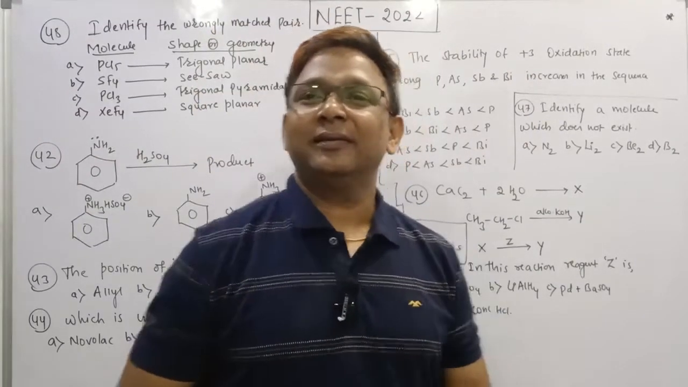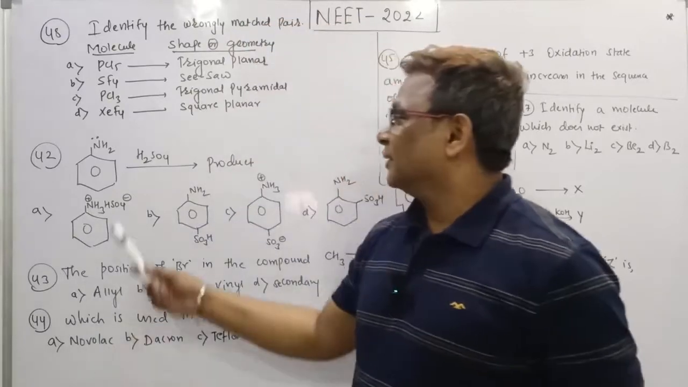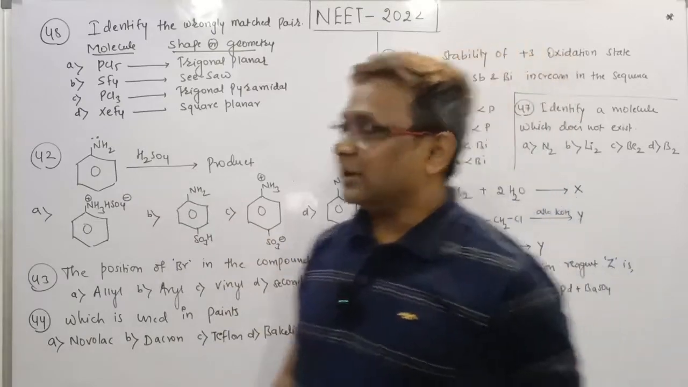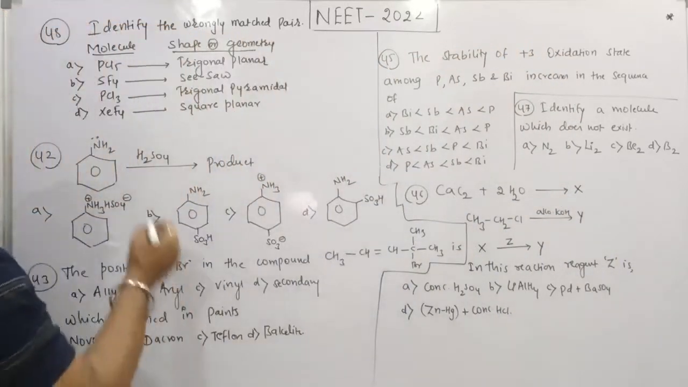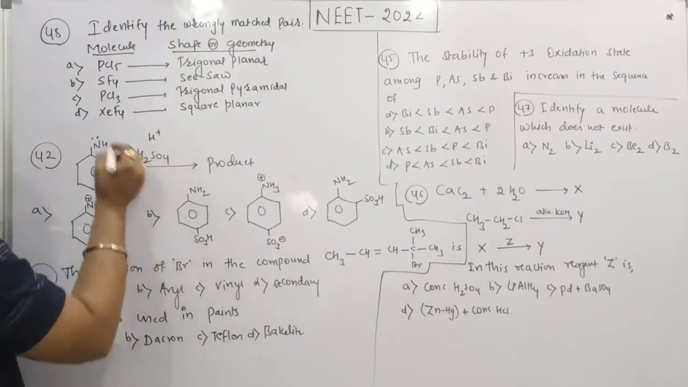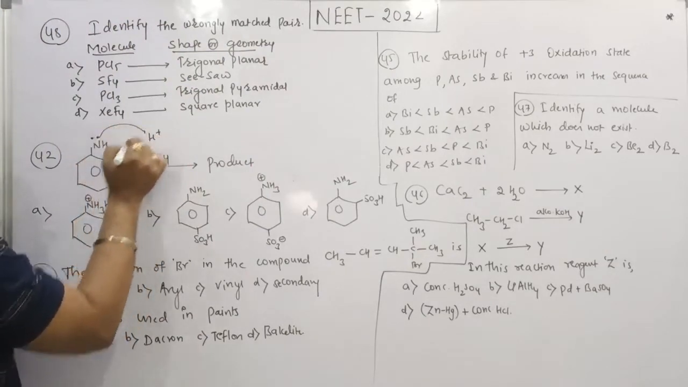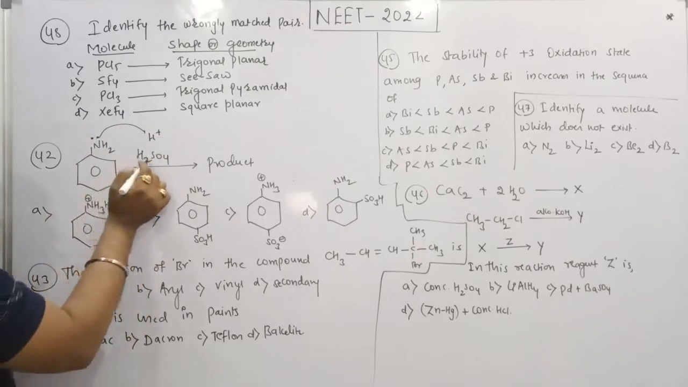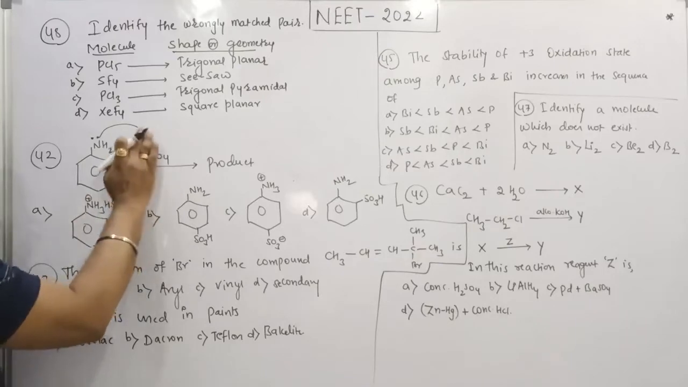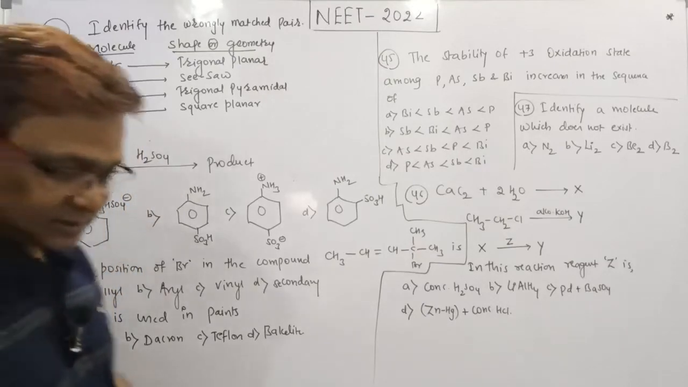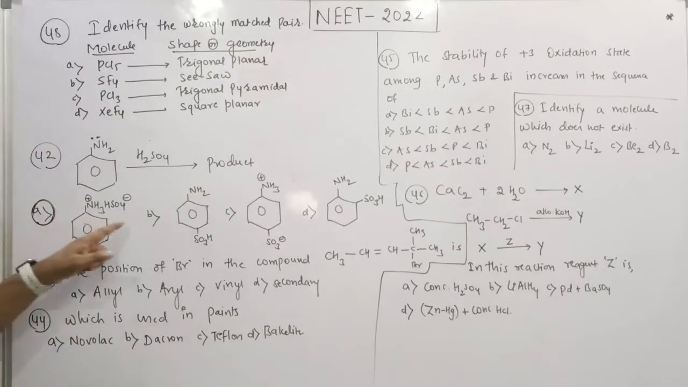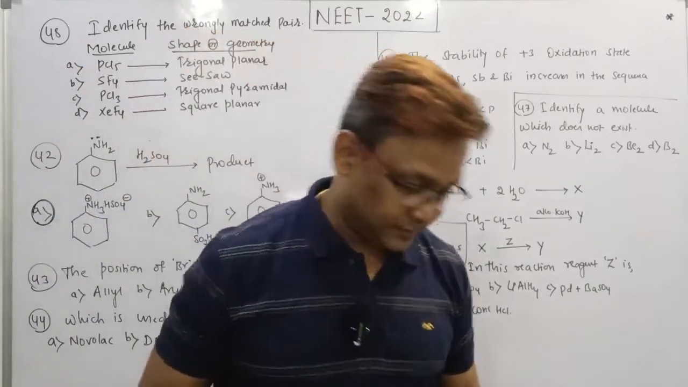Now, next question, beta. Aniline with sulfuric acid gives rise to which product? Sulfuric acid is going to provide the H plus ion. The lone pair on NH2 will take the H plus ion, so it gets NH3 plus. The remaining HSO4 minus will attack over it. That means the first option will be correct: NH3 plus HSO4 minus.